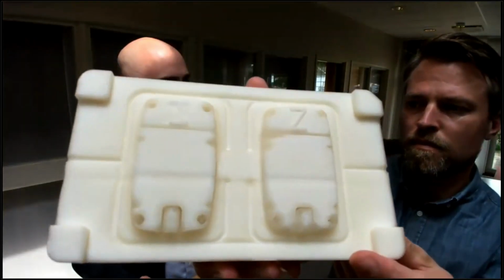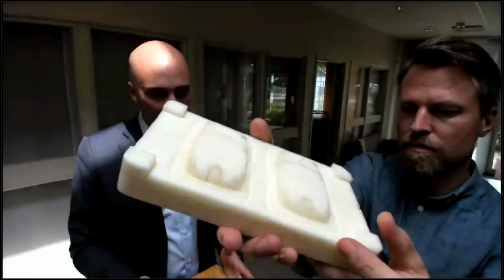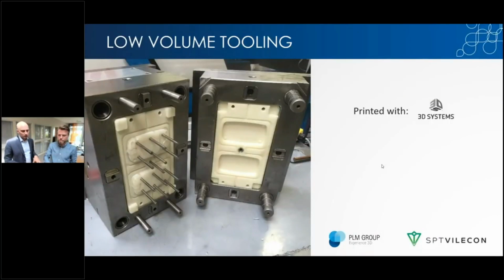So why would you want to do this? Why don't you just do steel tooling? Well, this is mainly if you have really low production, like a few hundred parts, or if you want to use it for prototyping. This was printed on a 3D Systems machine. We did it for a Danish company called SPT Wilecon, and they wanted 200 parts, and no one in the injection molding industry would take these kinds of jobs. It's too expensive to make a tool just to produce 200 parts. So we did this in plastic.